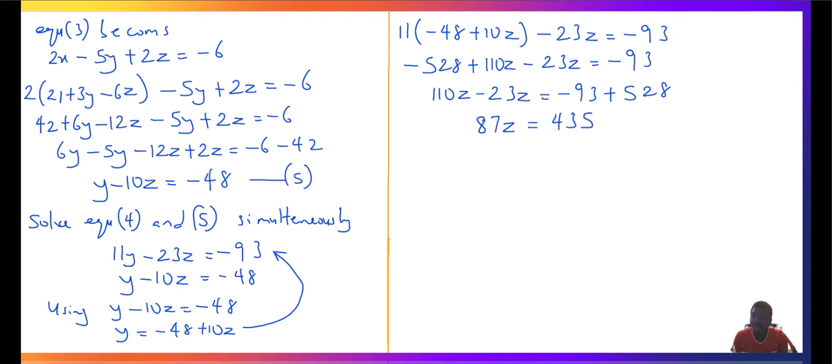So what will be my z? Divide both sides by the coefficient of z. So my z is equals to 435 over 87. And that is equal to what? 5. So we've been able to get our z in the system of linear equation.